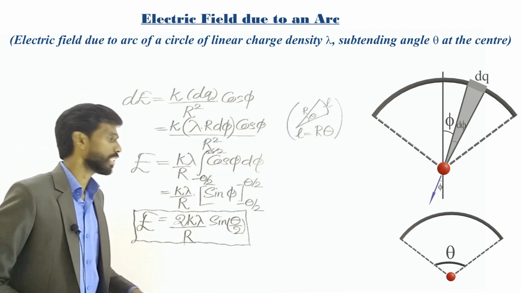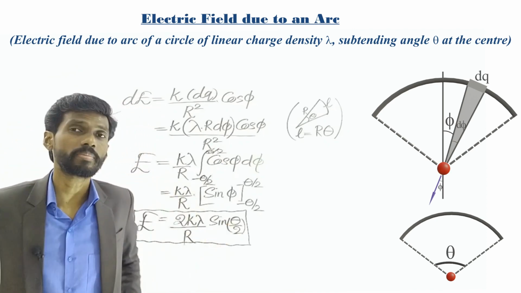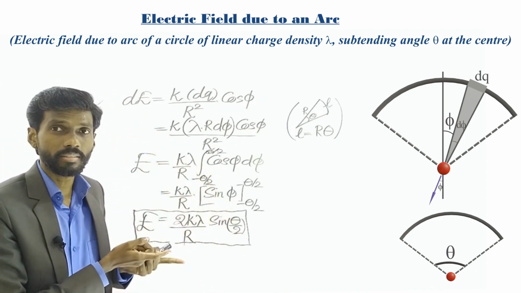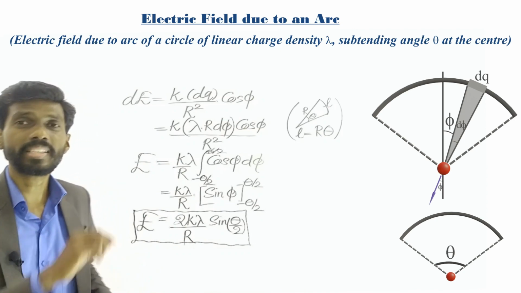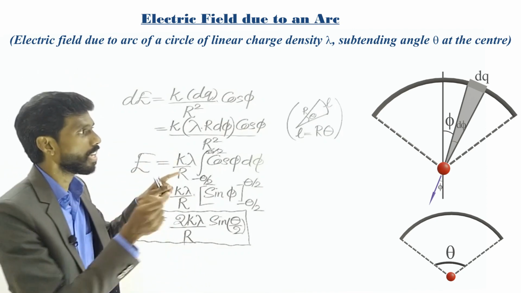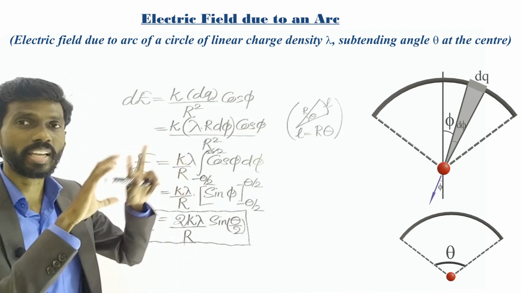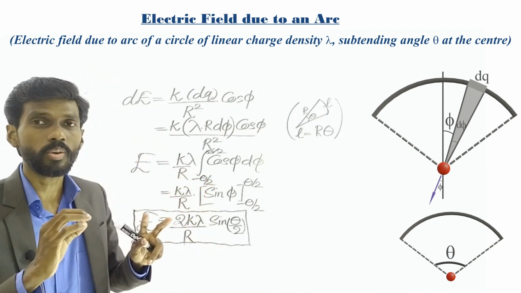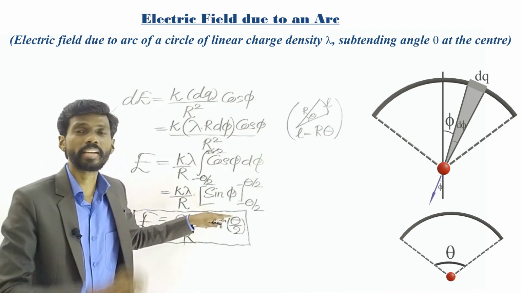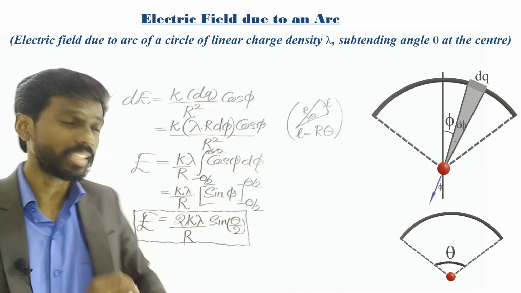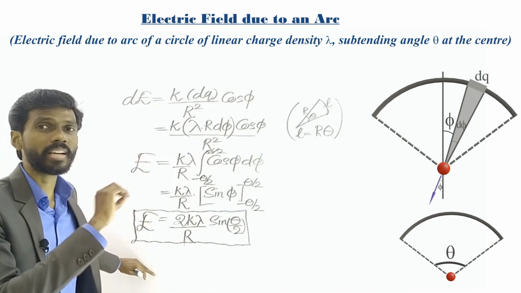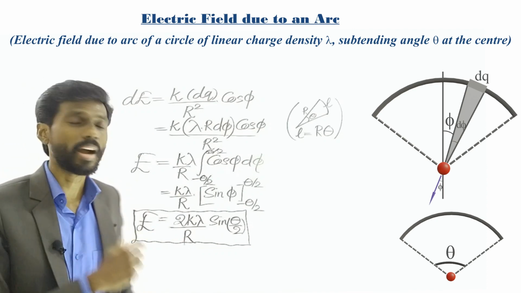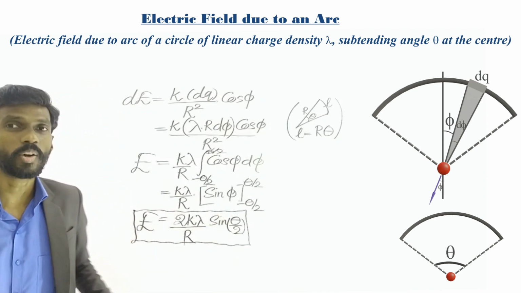As a particular case, what if the angle θ is 360 degrees? That means it is not just an arc, it is an entire circle, the complete circle. So what is the electric field at the center? That will be 0 by symmetry. All electric fields in all directions cancel each other. The electric field due to the ring at the center is 0. That is a particular case when θ equals 360 degrees. But this is the general case where the arc subtends angle θ at the center, and the electric field is 2kλ/r times sin θ/2. Is that okay? Yes.